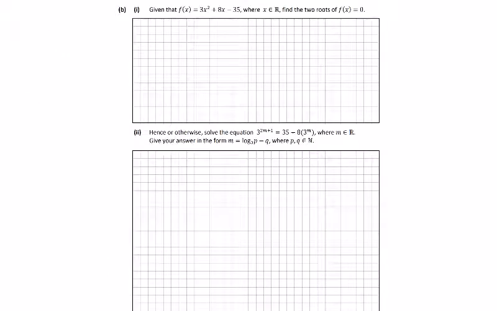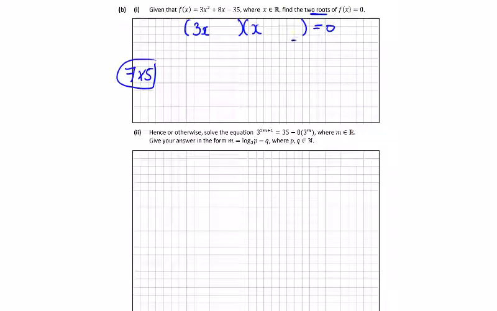Yep, this is a real question. It says given that f of x is equal to 3x squared plus 8x minus 35, find the roots. So this is factorizing a quadratic at Leaving Cert higher level. 3x by x is 3x squared. 35 would normally be 7 by 5. So let's just check that one. Where can we put a 7 and a 5 here to get this to work?